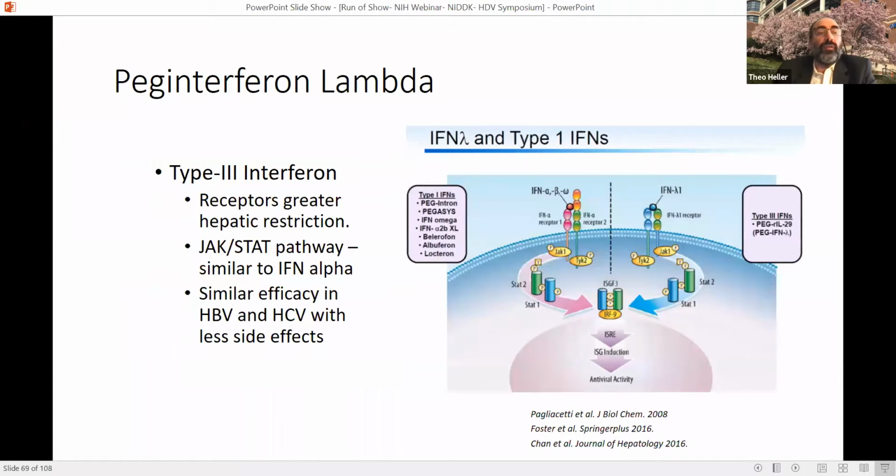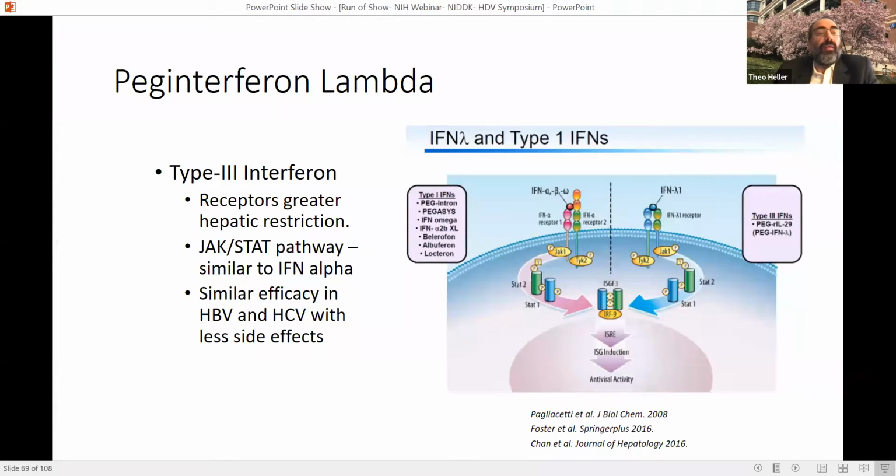Next slide, please. The first is interferon lambda. This is exciting because there are greater restriction of receptors to the liver and less on hematopoietic cells and in the CNS, making the side effects less. There's a similar efficacy in hepatitis B and hepatitis C with less side effects to regular interferon or alpha interferon.